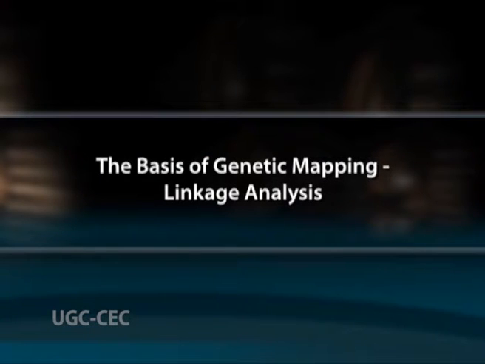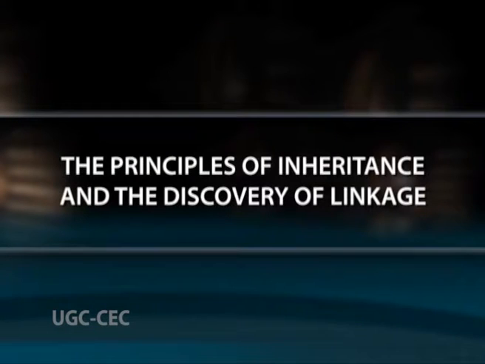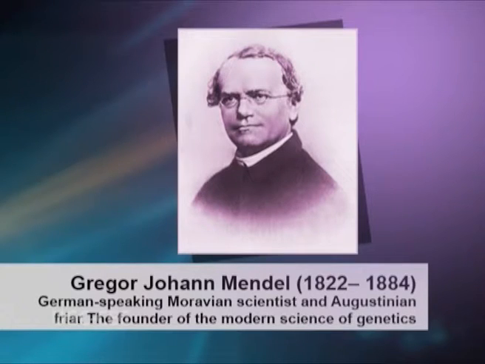The basis of genetic mapping: linkage analysis. Genetic linkage analysis is a powerful tool to detect the chromosomal location of a diseased genes. It is based on the observation that genes that reside physically close on a chromosome remain linked during meiosis. The principles of inheritance and discovery of linkage. Genetic mapping is based on the principles of inheritance as first described by Gregor Mendel in 1865.